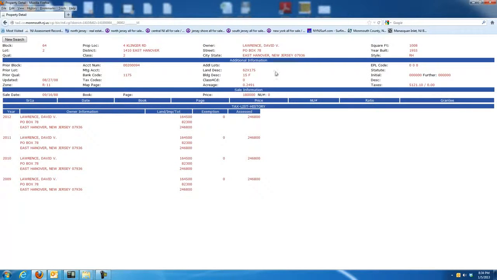Here's the property address, and you'll see here that we have a different mailing address than that of the actual property address. So this was good news, and I went ahead and wrote my letter and sent it to this P.O. box. Unfortunately, a few days later, this P.O. box apparently was closed and no longer valid, and it bounced back.